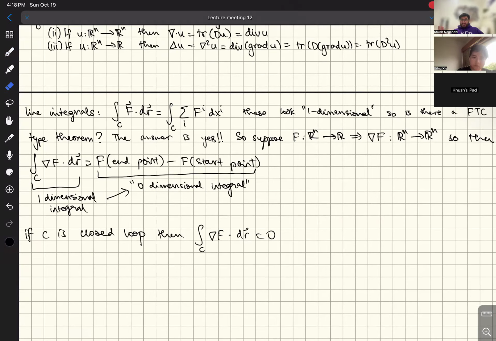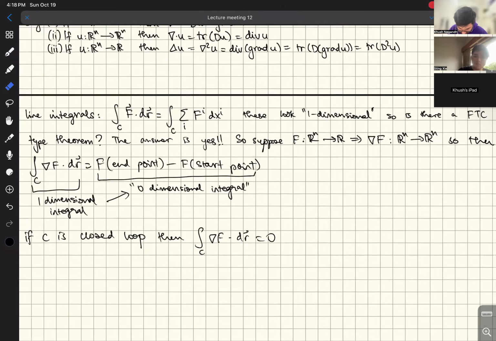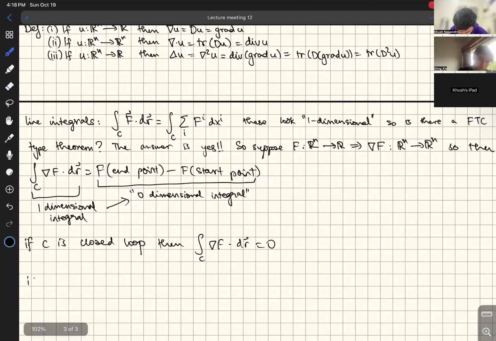Now the question is, if I have something whose integral is zero along a loop, must it be the derivative of something? So, if the integral along a closed loop C of f dr is zero, is f equal to the gradient of g? That's the question.